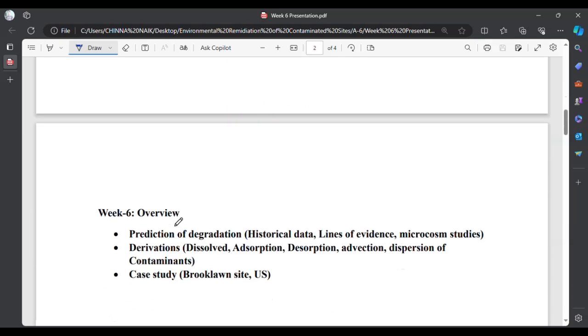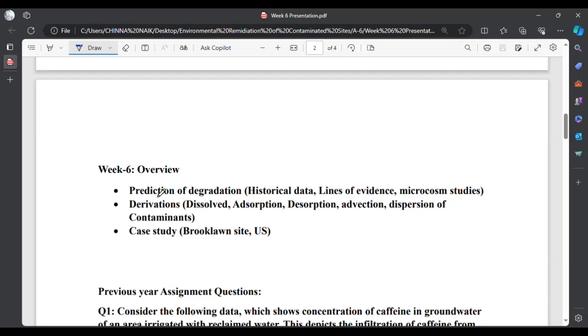Today we are briefly going to discuss an overview of week 6 content. So the course instructor is mainly discussing how you can get to know whether the degradation of contaminants is occurring or not. We decide whether degradation is occurring based on three studies.